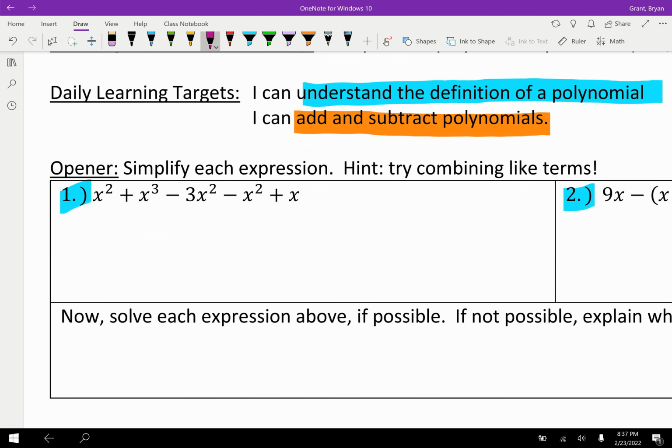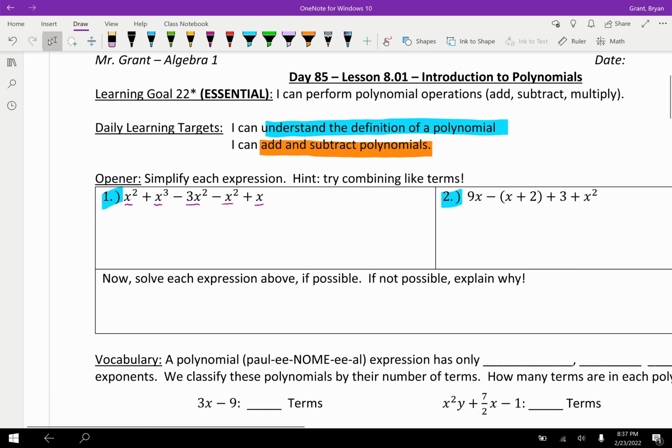You should notice that there are 5 different terms here, right? There's this x squared, x cubed, 3x squared, and x. And you want to see which ones you can put together. Can you put them all together? I don't know. And really this is just seeing what you know, maybe what you remember, and what you think. And there's no penalty for being wrong.